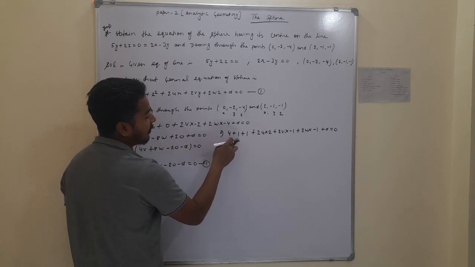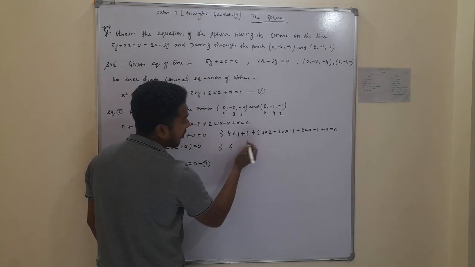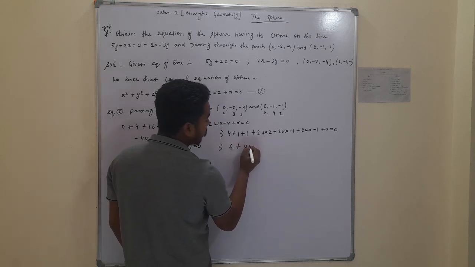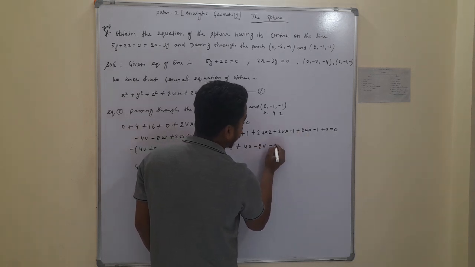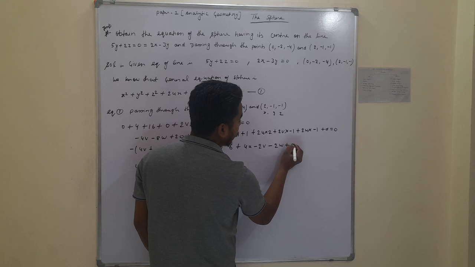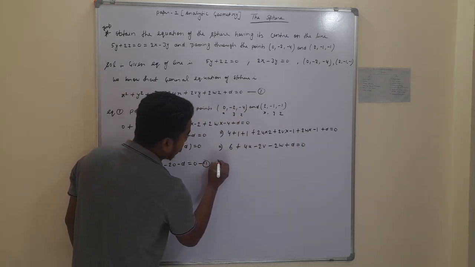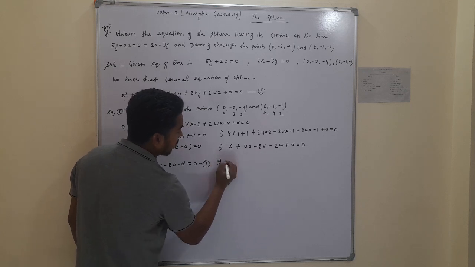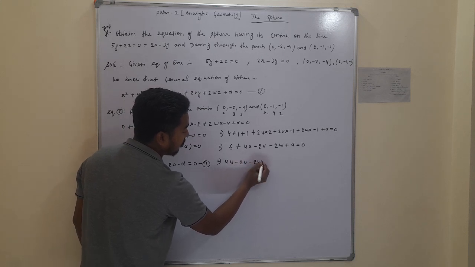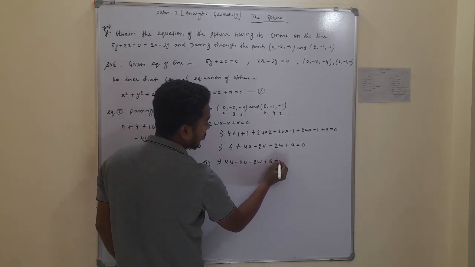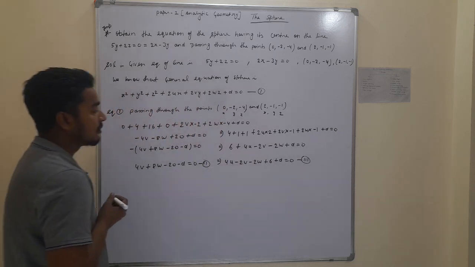Solving, we get 4 plus 1 is 5, 5 plus 1 is 6, and plus 4u, minus 2v, minus 2w, plus d is equal to 0. We can write this as 4u minus 2v minus 2w plus 6 plus d is equal to 0. This is equation third.